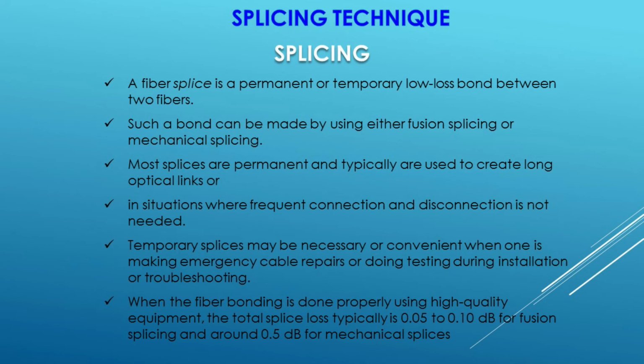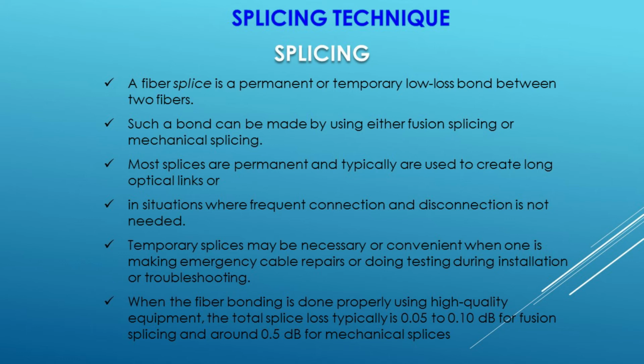Splicing technique. A fiber splice is a permanent or temporary low-loss bond between two fibers. Such a bond can be made by using either fusion splicing or mechanical splicing. Most splices are permanent and typically are used to create long optical links, or in situations where frequent connection and disconnection is not needed. Temporary splices may be necessary or convenient when one is making emergency cable repairs or doing testing during installation or troubleshooting.